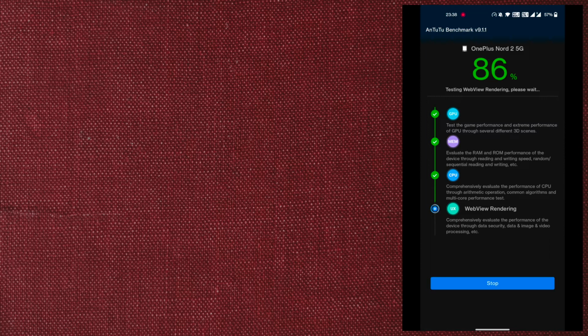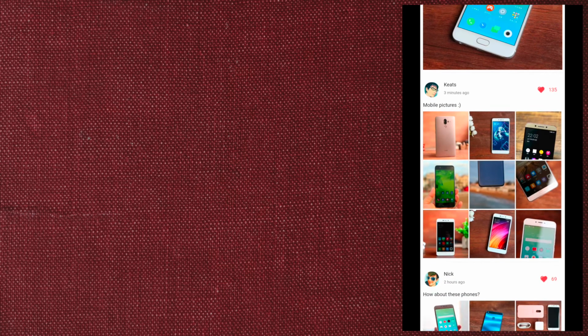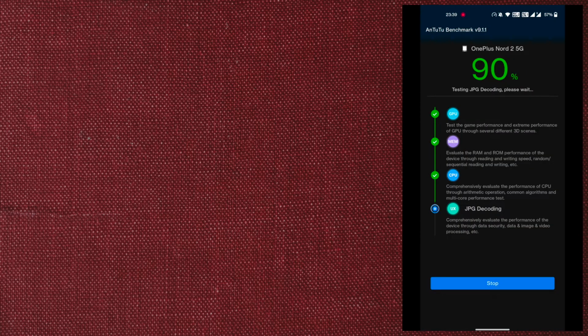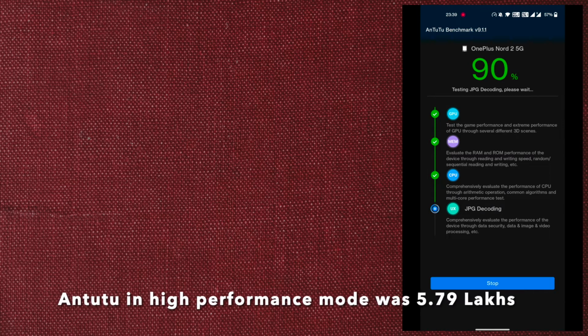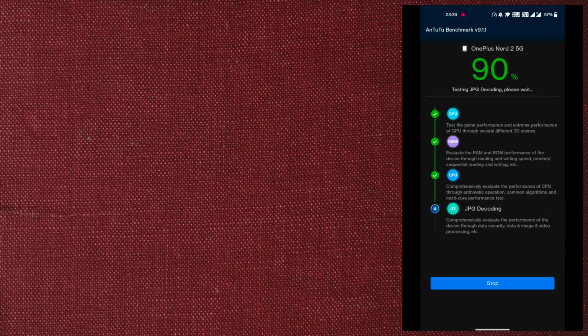Initially, we had got 4,49,000, which is after we ran back-to-back gaming, CPU thermal throttling and other benchmarking applications. And finally, after running so many applications and then turning on the high performance mode, the Antutu score actually improved, and the final score was somewhere close to 5,79,000, which is really good for this device. 4 lakh is a score when you have actually stressed the device to extreme temperatures.